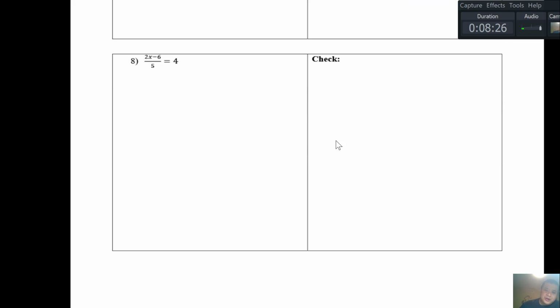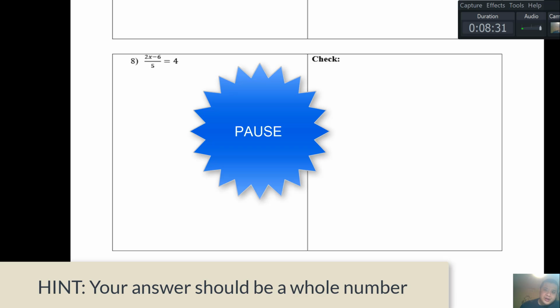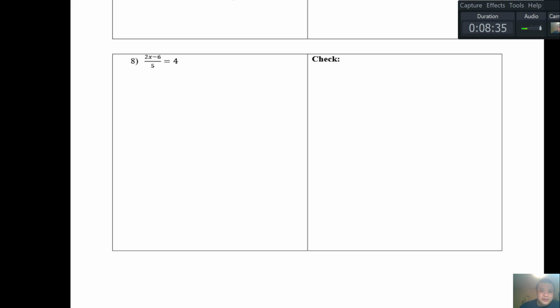For number 8, go ahead and try that one out on your own. Here what we're going to do is multiply both sides by the denominator to get rid of the fraction. So we're going to multiply both sides by 5 here.